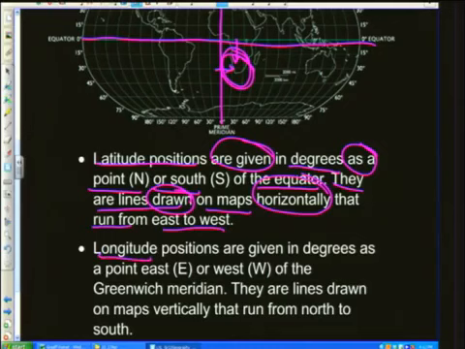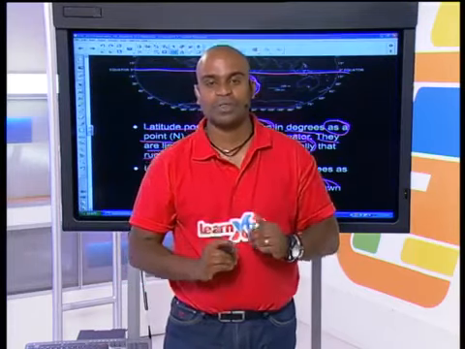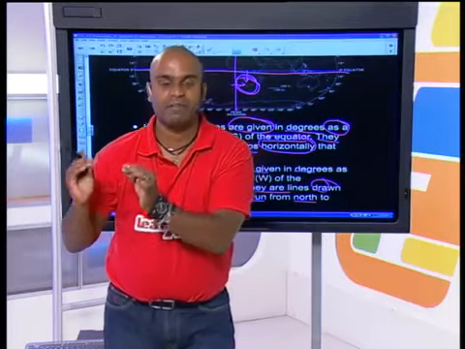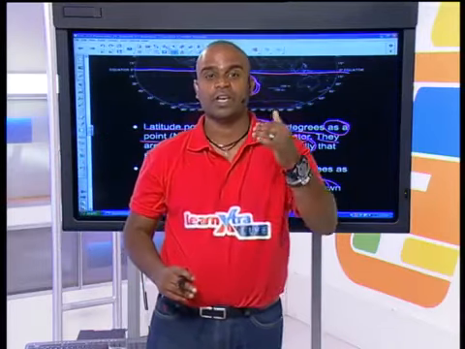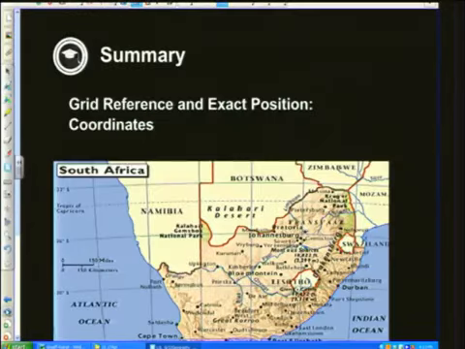Longitudes are positions given in degrees, a point east or west of the Greenwich meridian. They are lines drawn on maps vertically that run from north to south. So in this example, we are referring to longitudes, and these run from north to south in an across direction on the globe. And each one is given a value in terms of its relation to the equator as well as the Greenwich meridian. Let's move further on.